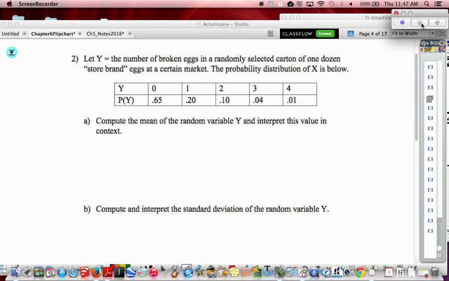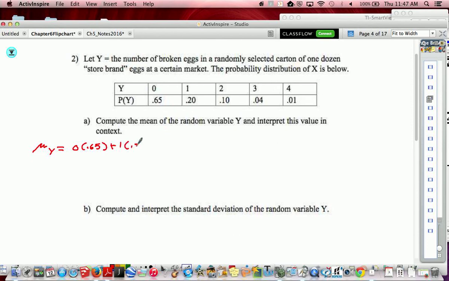Alright, I'm going to write up the mean. Many of you I've checked with, but I'll show my work here so that you can actually see. So the mean of y equals 0 times 0.65 plus 1 times 0.2 plus 2 times 0.1 plus 3 times 0.04 plus 4 times 0.01, and the number is 0.56. So what does that mean?